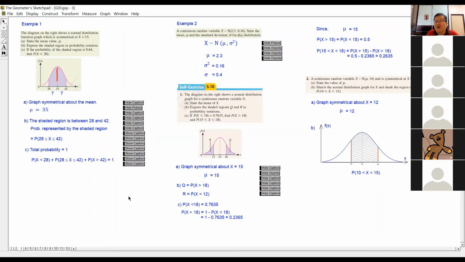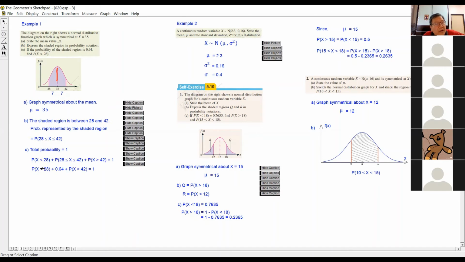So in symbol form, how are we going to write it? We write it as probability of x less than 28 plus the probability of x between 28 and 42 plus the probability of x greater than 42. You add all these three together, the answer is 1, because the total probability is 1. And these three numbers actually represent the area of the three regions inside the graph.